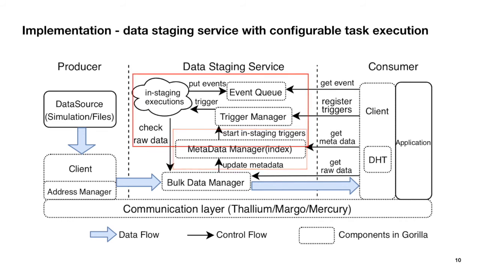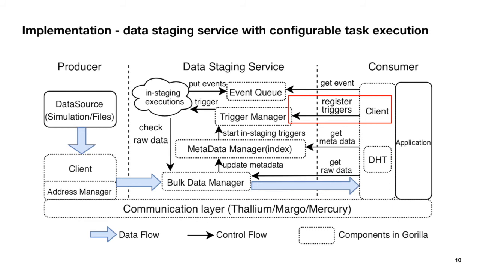Upon updating the metadata, the trigger manager checks if there are related user-defined task triggers. Then the in-staging executions are started asynchronously to check the properties of the raw data. If the data satisfies the requirements defined in a trigger, an event is written into the event queue associated with the corresponding trigger. For the data consumer, triggers can be registered with the trigger manager before the simulation starts, and then events will be pulled from the event queue associated with the registered trigger.